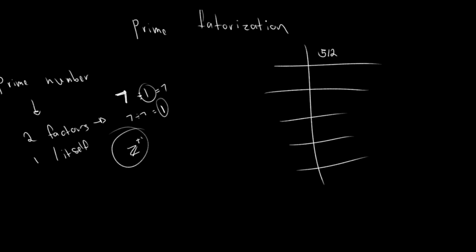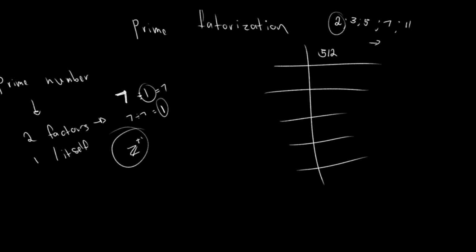So let's start. The first prime number I have is 2. The second one is 3. 4, no, not 4, excuse me. 5, 7, 11, and so forth. So we want to go in this order.